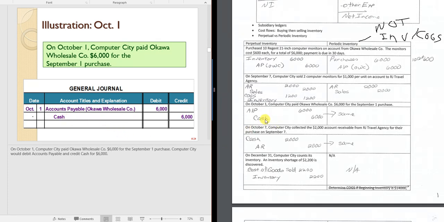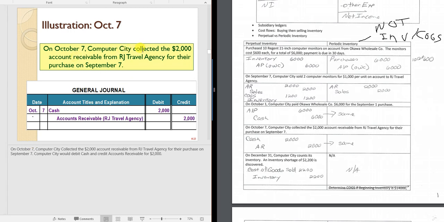so we paid them. So we have Computer City paid Okawa Wholesale $6,000 for the purchase. So we are Computer City, we purchased them, and then we paid for them, okay? So I need to get this, I have accounts payable of $6,000 on my books up here, and I said I owe them, and now I'm paying them. So I debit my accounts payable to get it off my books and credit cash. And since under the periodic system, I only don't have inventory and cost of goods sold, my entry is the same.